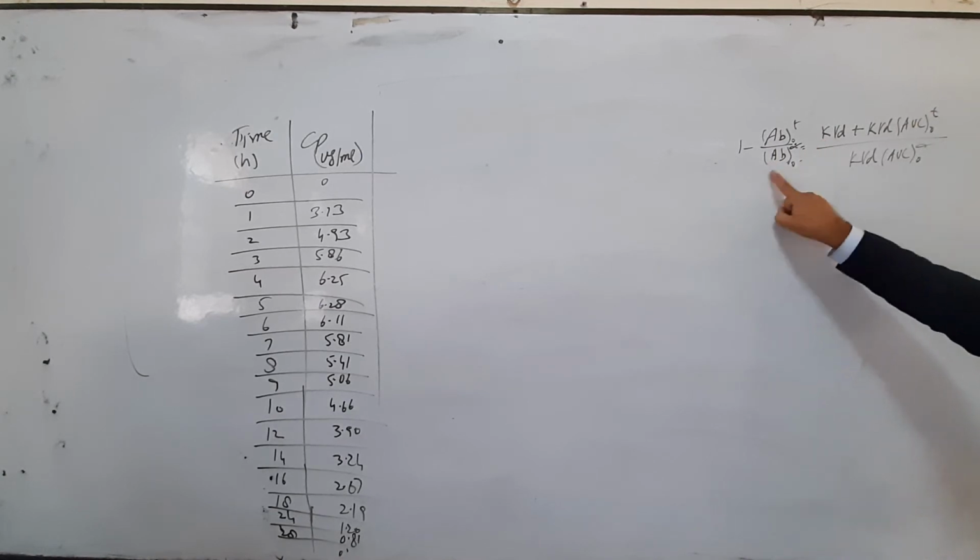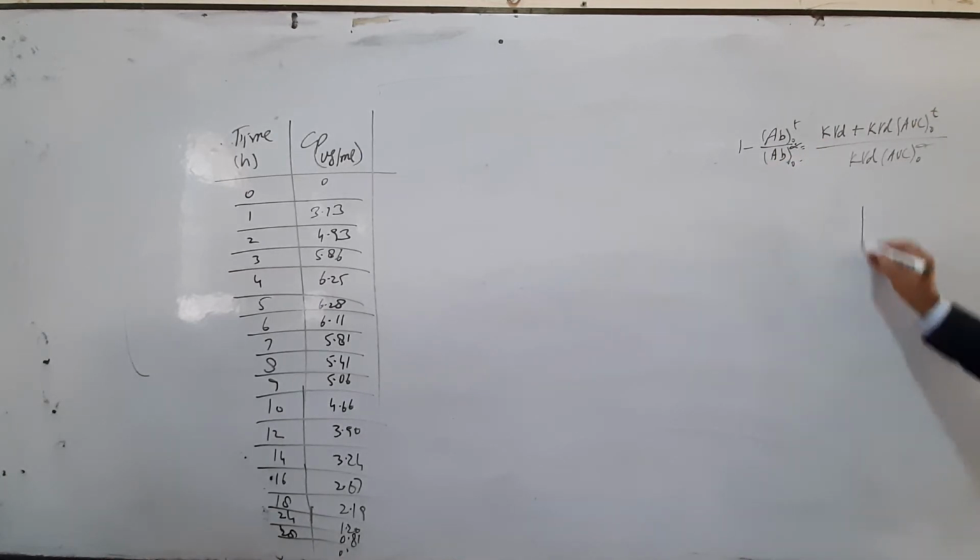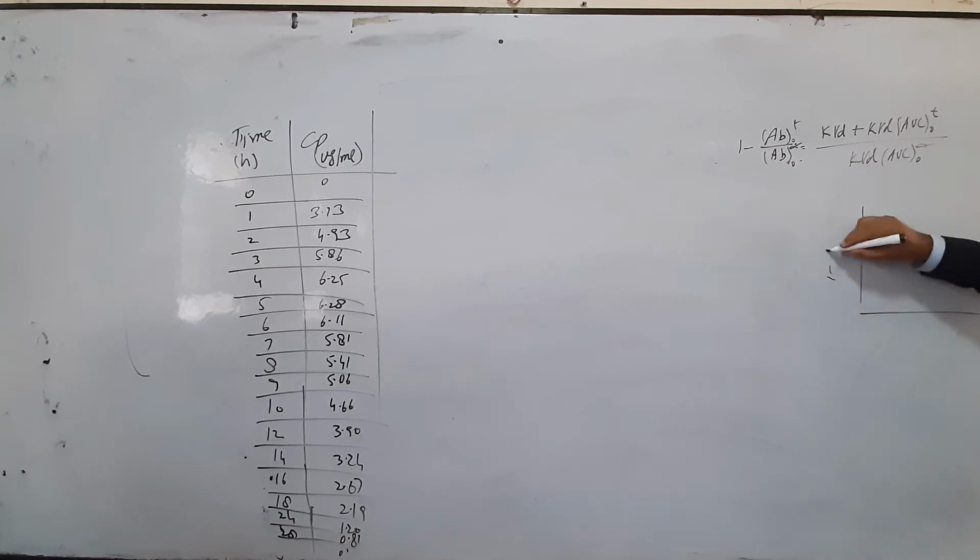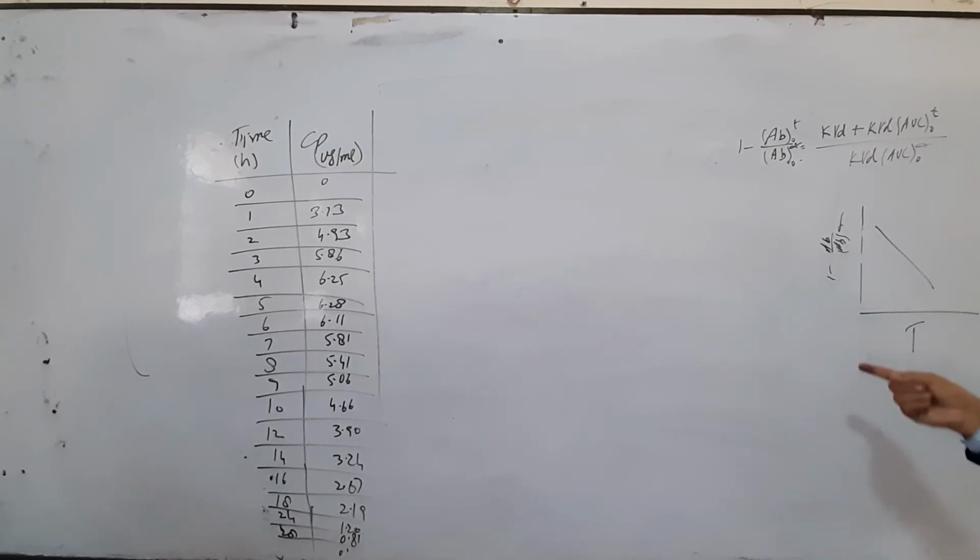First of all, we will find this and draw 1 minus Ab over Ab infinity versus time. We will get data just like the IV elimination data, like the difference between the feathered points and the actual points, and we will calculate the slope K, which will be equal to Ka, the absorption rate constant.